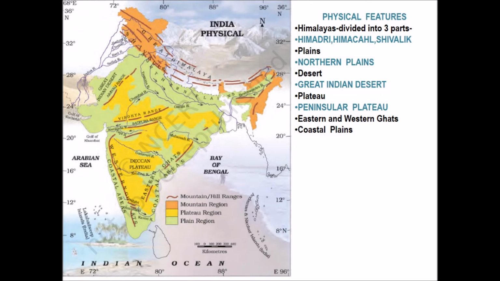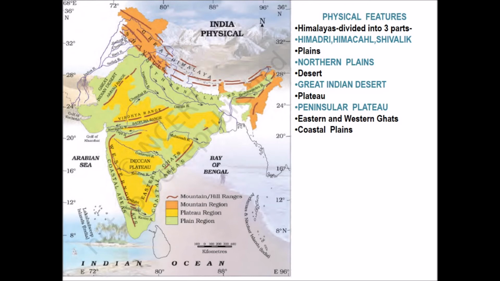Deccan Plateau is a triangular landmass that lies to the south of the river Narmada. The Satpura Range flanks its broad base in the north, while Mahadev, the Kaimur Hills, and the Maikal Range form its eastern extensions. There are three prominent hill ranges from west to east in the plateau. They are the Garo, the Khasi, and the Jaintia Hills.